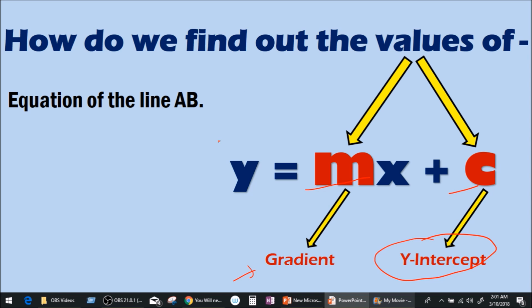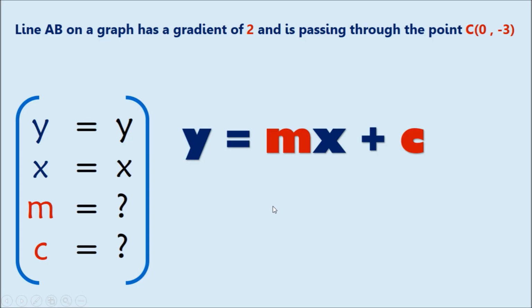But my question to everybody watching this video is, how do we get those 2 numbers to represent the values of m and c, which are the gradient and y-intercept? And the answer is, read the question one more time and see what you could find. So, in order to find the equation of a line AB, you have to substitute the value of m, which is the gradient, and c, which is the y-intercept, into the equation of line y equals mx plus c.